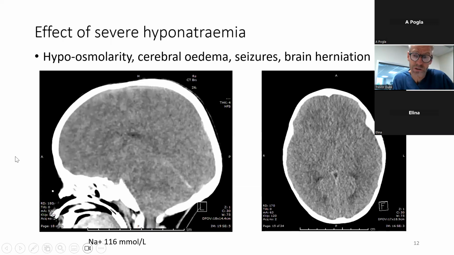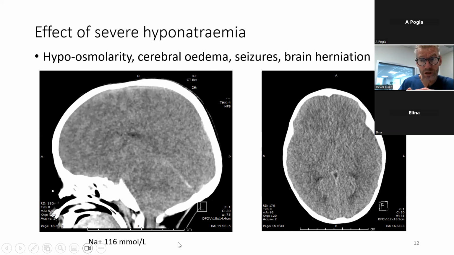This is what can happen to children with hyponatremia. This was a previously well child with a serum sodium of 116 who developed cerebral edema. For those of you who are used to looking at CT scans, you can see how swollen this brain is. The normal sulcal and gyral pattern is gone. The ventricles are very minimal. And that's because the child had a serum sodium of 116.